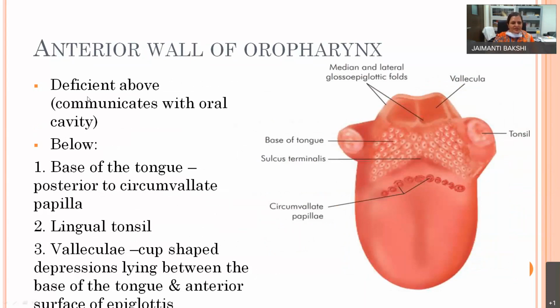Anterior wall of the oropharynx is deficient above and it communicates with the oral cavity, and below it is formed by base of tongue, posterior to circumvallate papilla. These are the circumvallate papilla and this is base of tongue. Lingual tonsils form content of the base of tongue, and there are vallecula on each side of the base of tongue. They are separated by median glossoepiglottic fold. This is median glossoepiglottic fold. These are lateral glossoepiglottic folds. So these are vallecula.